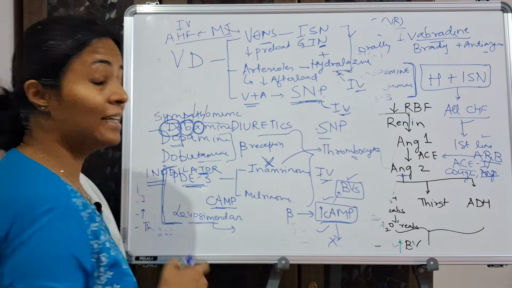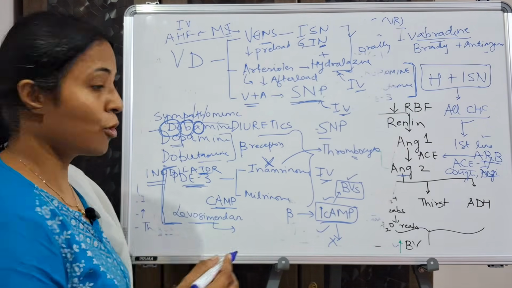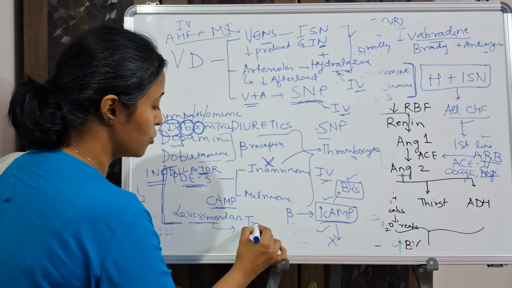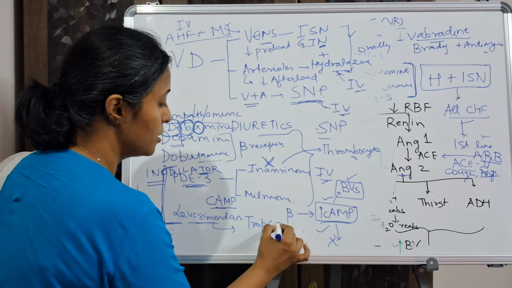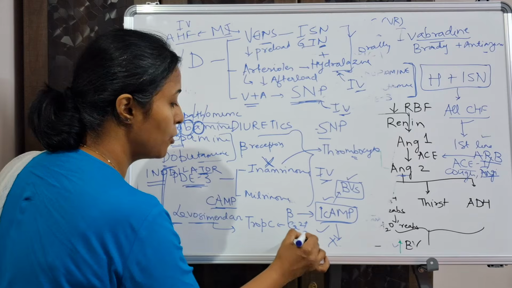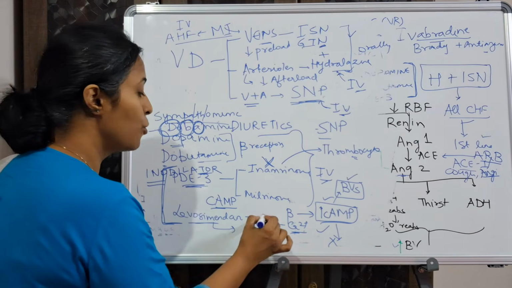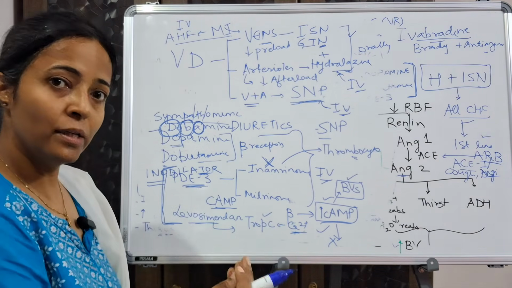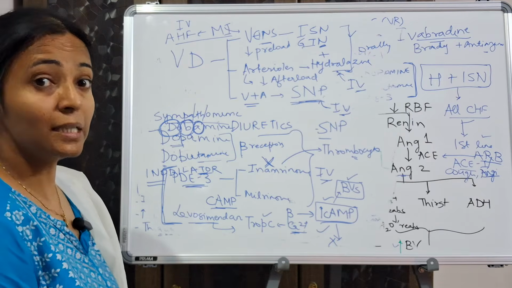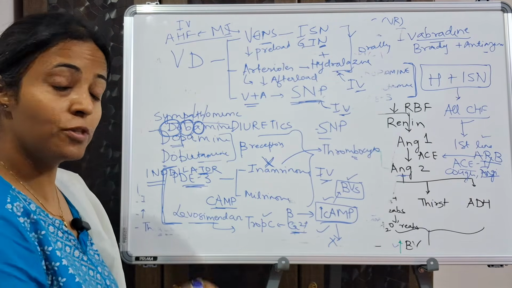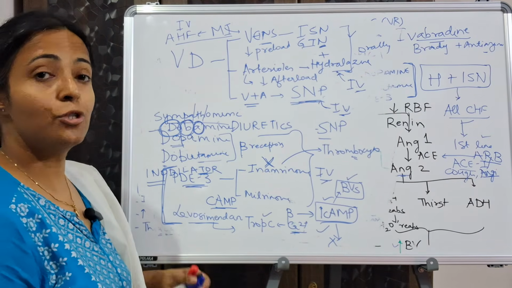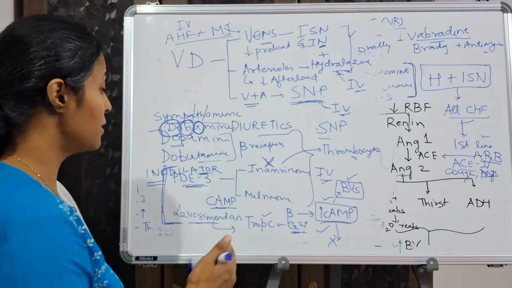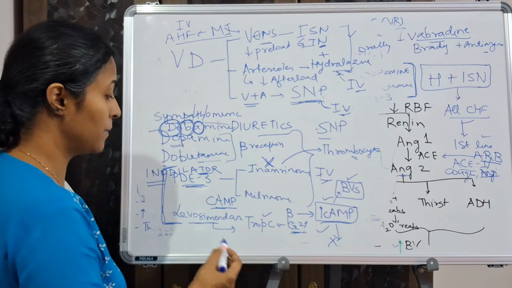This basically increases the sensitivity of troponin C to calcium. That means with the same amount of calcium, now more troponin C will move out. There will be more actin-myosin interaction. So tropomyosin moves out with troponin C binding to calcium, and there is more actin-myosin interaction, thus increasing the contractility.